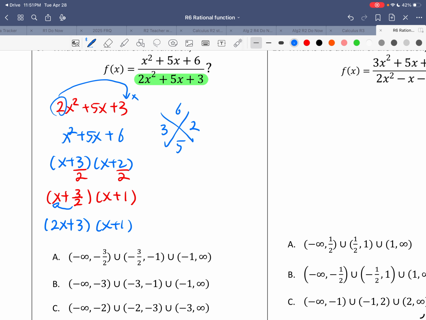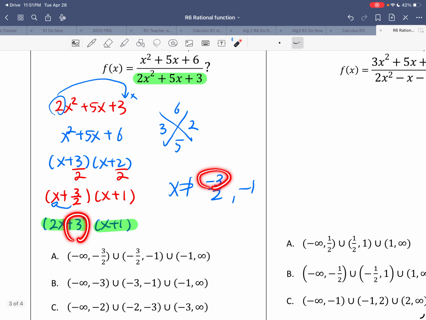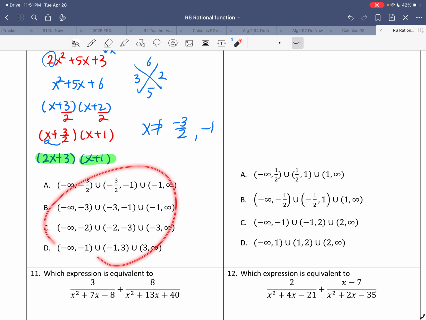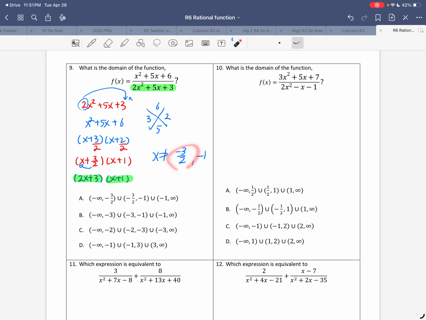Yep, so that's the bottom here, which means x cannot be equal to the opposite of these two numbers. So that probably is going to be -3 over 2 and -1, because the opposite of positive 3 is -3, divided by 2 right here, and this. So you can find the answer out of this one, I believe. And I believe you guys can factor this bottom by yourself, okay? Not a big deal.